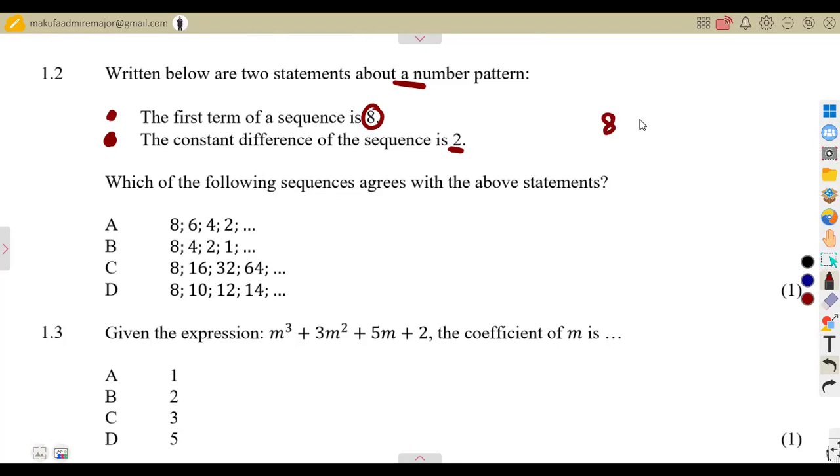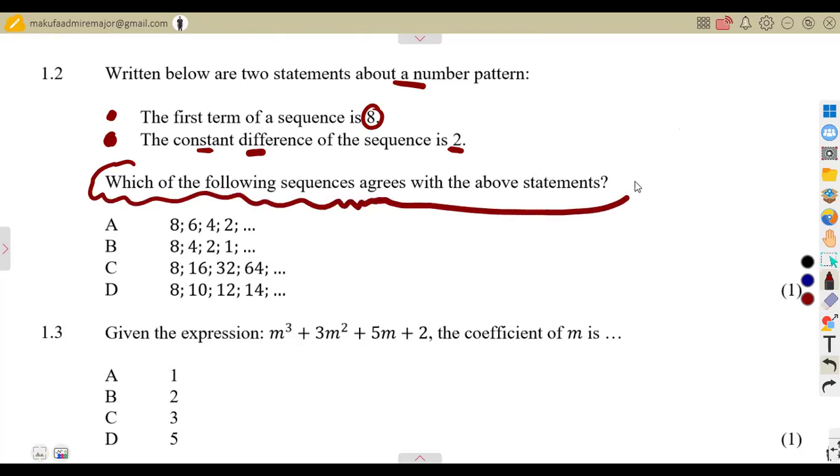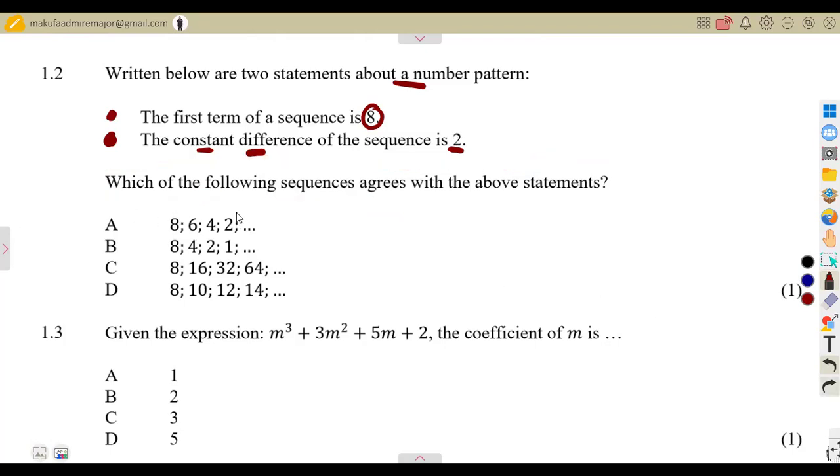If the first term is 8, to get to the next term, you must add a 2, and so on. So you're adding a 2 on each and every term. There is a constant difference. So the question is, which of the following sequences agrees with the above statements? Which of these sequences agrees with these statements that we are given?